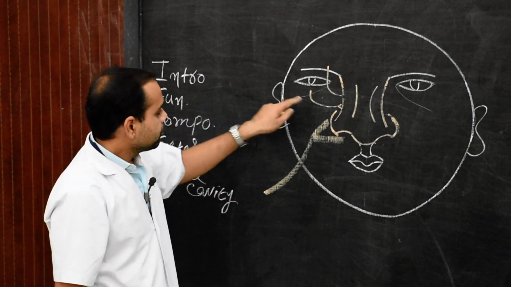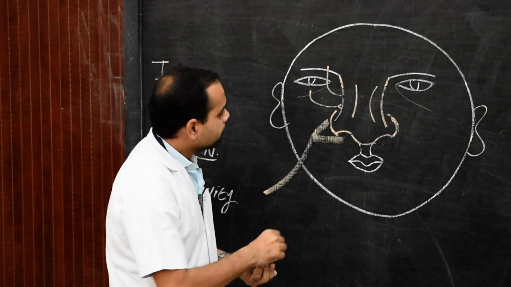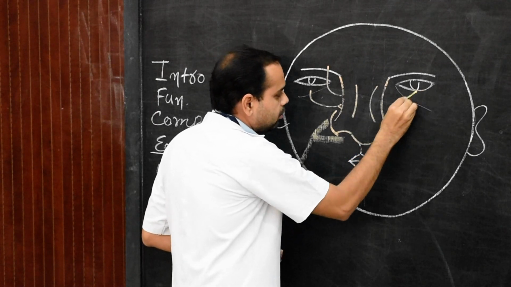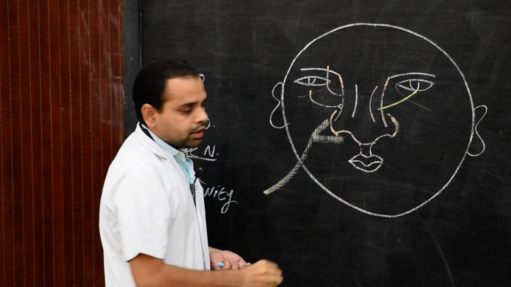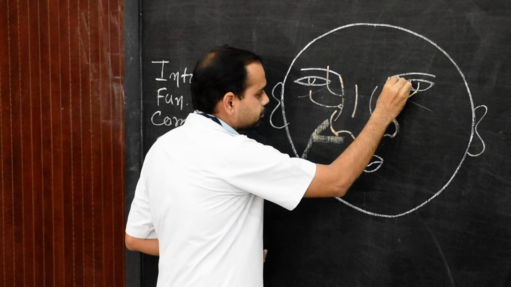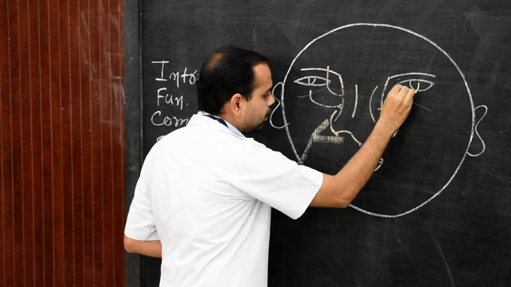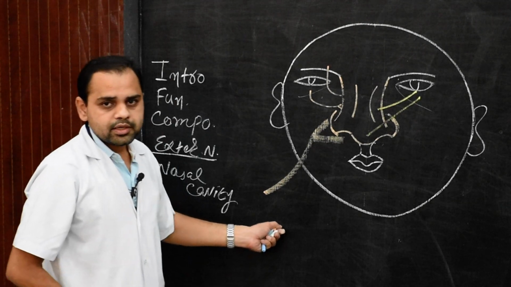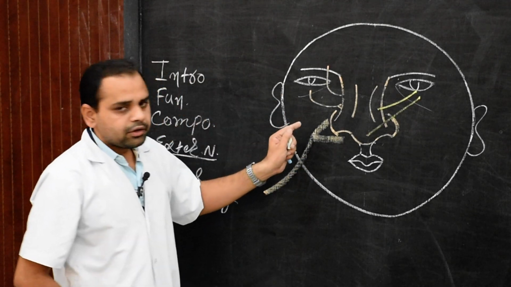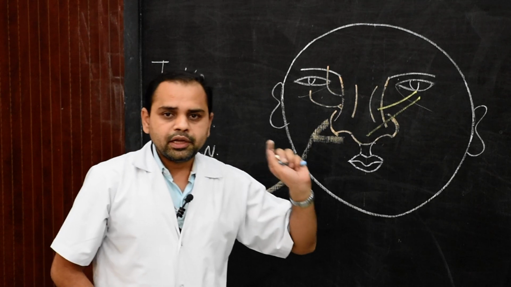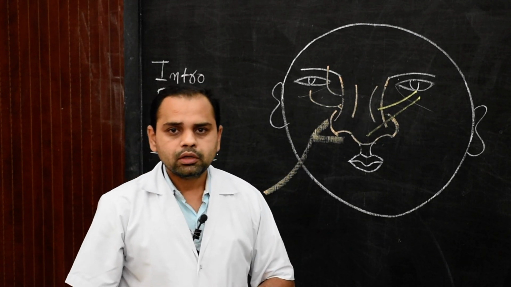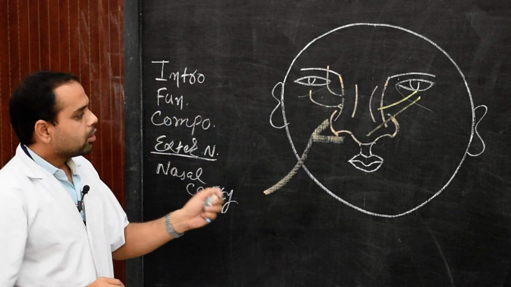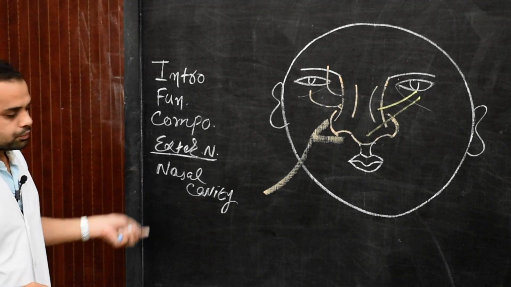Now the nerve supply. It is supplied by the infraorbital branch of the maxillary nerve. It is also supplied by the infratrochlear and external nasal branch of the ophthalmic nerve. That is about the nerve supply. Lymphatic drainage: the external nose drains into the submandibular group of lymph nodes. So that is all about the structure of the external nose.